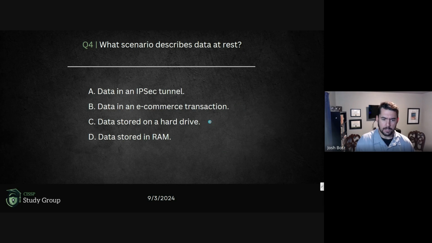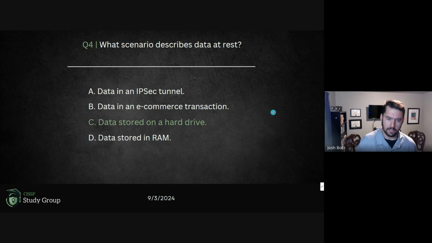Hard drive, absolutely. The data is at rest. It's stored on the hard drive. So you guys got that? Perfect. Data stored in RAM, random access memory.